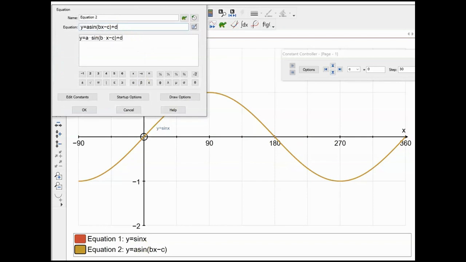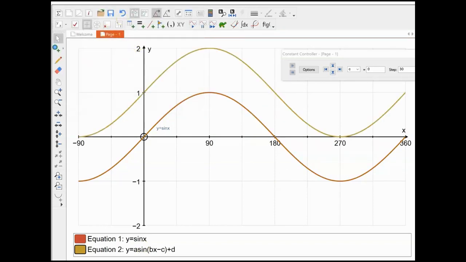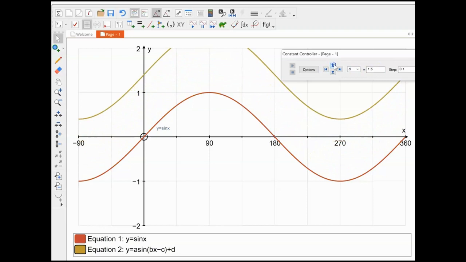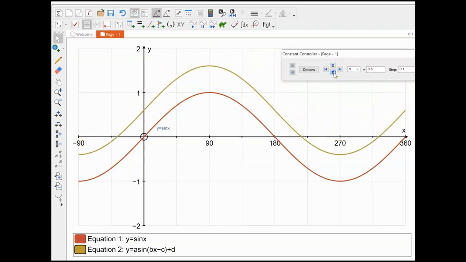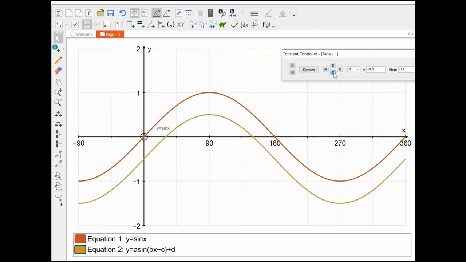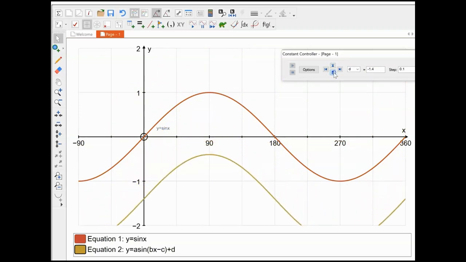Now I am going to be adding a constant outside the function, so a plus d. If you add a constant outside the bracket, that will move your graph up or down. If it's a plus, it moves it d units upwards, and if it's a minus, it moves it d units downwards along the y-axis. So the graph is moving up there and is translated down as it goes negative.